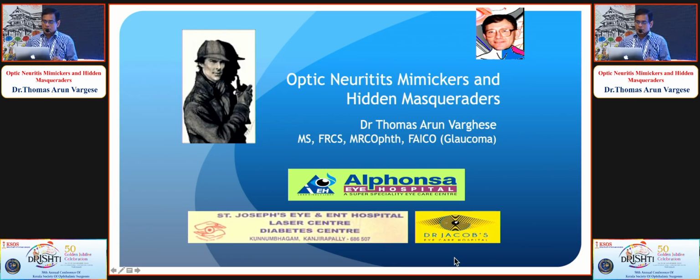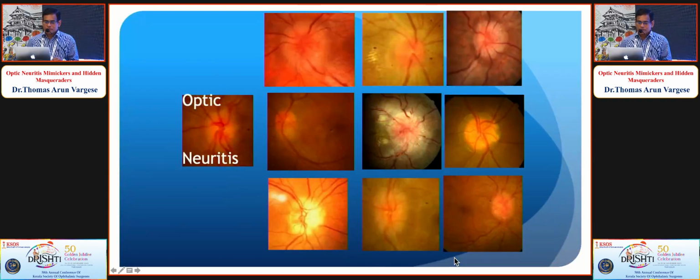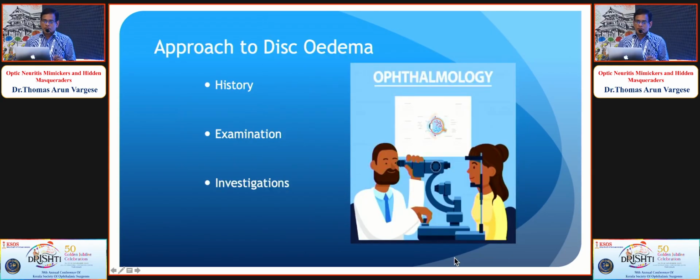I acknowledge my mentor in neuro-ophthalmology, Mr. Barr, and every case was looked upon like a case of Sherlock Holmes. These are different cases of optic disc edema, and only the one on the left, middle left, is optic neuritis. All the others were very different etiologies, and we'll go through these one by one.